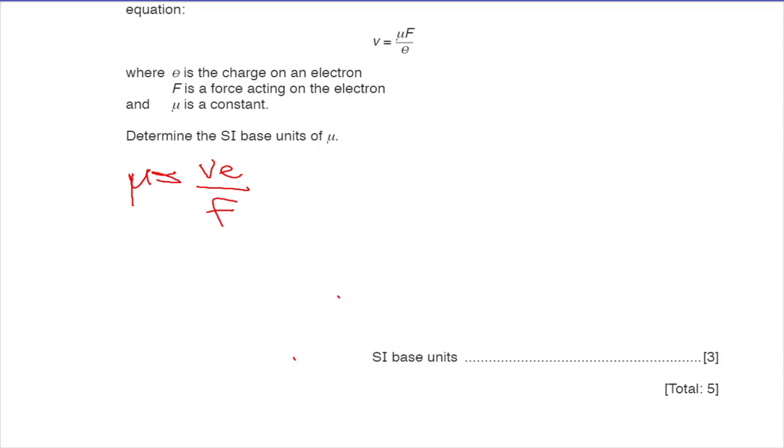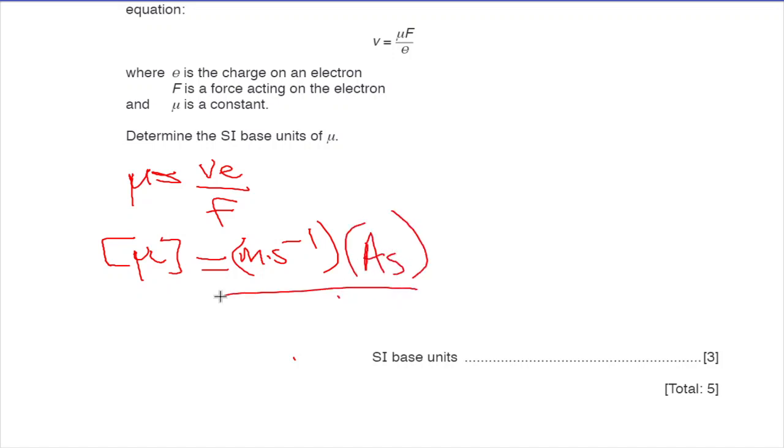Right? vE over F. And then, like I said, you don't mix the quantities and the units. So you then say the units of mu should equal, then you start with the units of v, which will be meters per second, times units of charge, E. Remember, we now need a defining formula there. Q is equal to IT. I is measured in amperes and T is measured in seconds. So we've got A s there. Then force, mass times acceleration, so it's going to be kg meters per second squared.